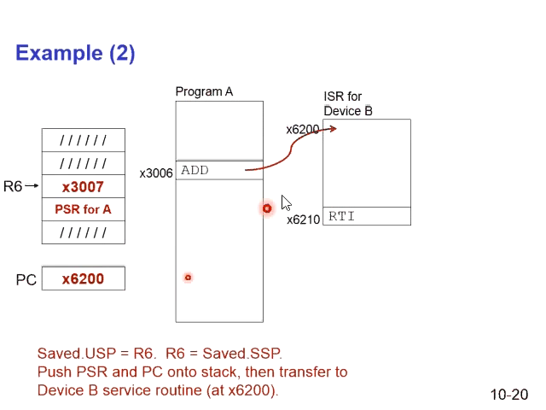Of course, when you want to go to the interrupt routine for device B, we need to save the PSR for A and the current value of PC, and we need to push them onto the supervisor stack. And then you need to set the value, the address of the first instruction of the interrupt routine for device B, x6200 over here.